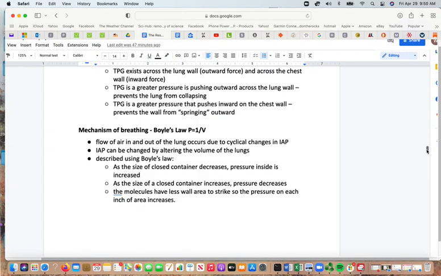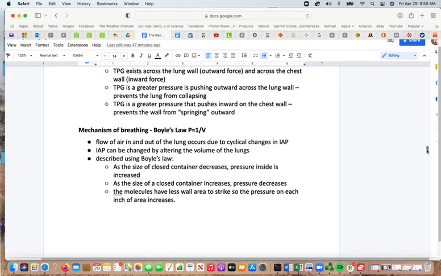Boyle's Law helps to explain a lot of the mechanism of breathing. Boyle's Law states that pressure is equal to 1 over volume, so the greater you make the volume, the lower the pressure is. The flow of air in and out of the lungs is due to cyclical changes in this pressure, which can be changed by altering the volume of the lungs.